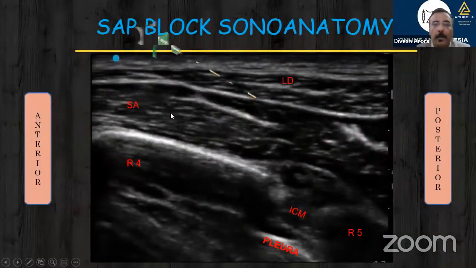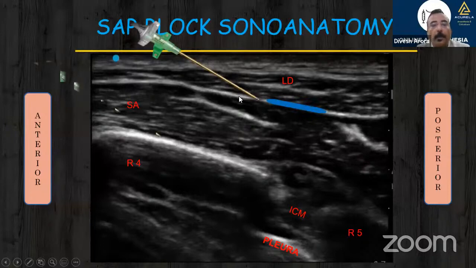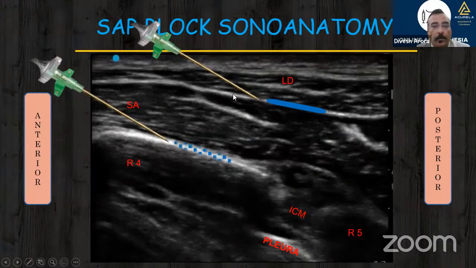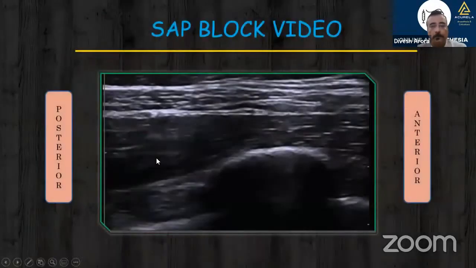So this is the sonoanatomy of the serratus anterior plane block. The needle is going to come from anterior to posterior direction. In this plane, we can identify the thoracodorsal artery, so we have to avoid it. We can do either a superficial block or a deep block. Superficial means injecting between latissimus dorsi and serratus anterior. Deep means injecting between serratus anterior and the rib.